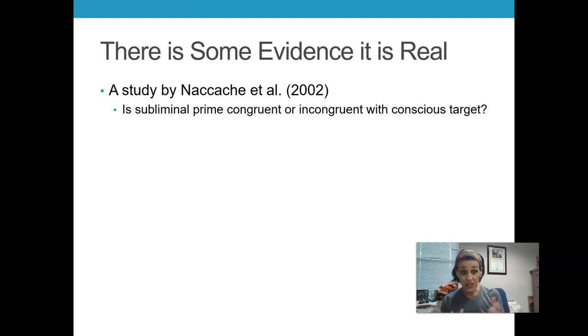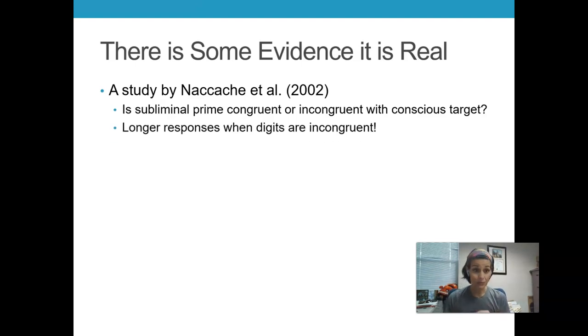On the other hand, we could have something that's incongruent. My subliminal prime is the number 7 that I show before I show you the number 3. The subliminal prime is greater than 5, but the actual target is less than 5. Those responses conflict. So if the subliminal prime has an effect, it will make more of a difference when the prime is incongruent with the target, and that's exactly what Naccache and colleagues found. People made longer responses when the prime and the target had incongruent responses.